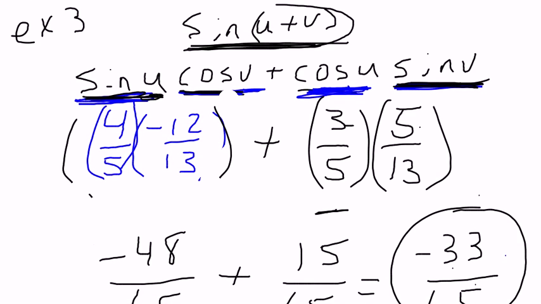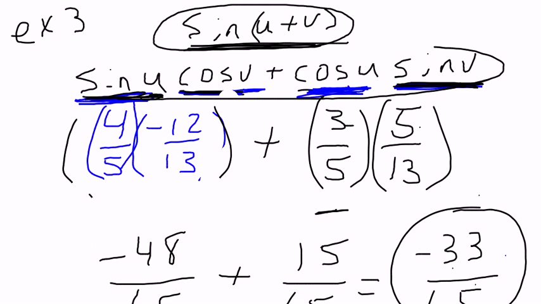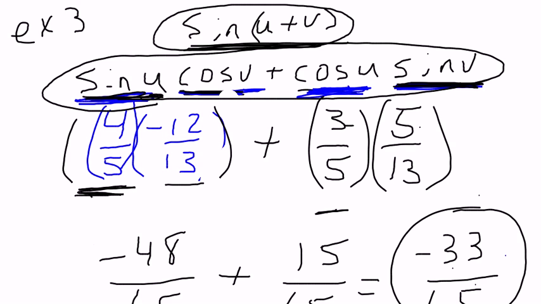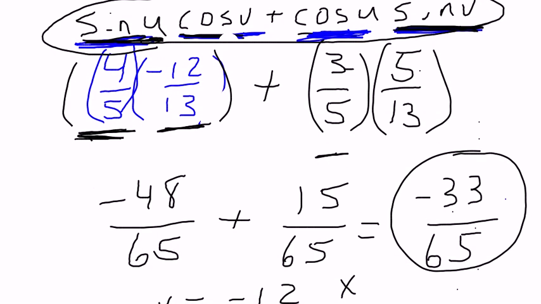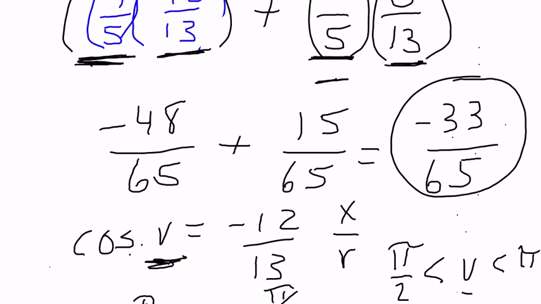So where did we start? We started with having to find the sine of u plus v. We got to this formula. We were told that the sine of u is 4/5 and the cosine of v is negative 12/13. From there we used two triangles to find the cosine of u and the sine of v. When we did all of our work, substituting in what we knew and what we found, we got an answer of negative 33/65. Hope this helps.